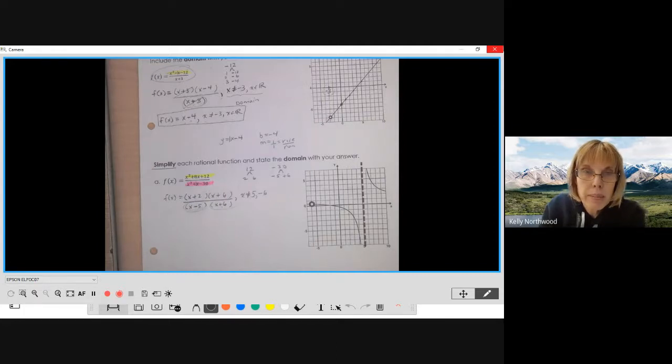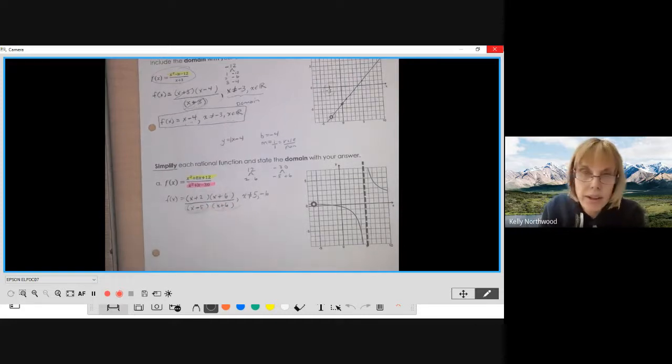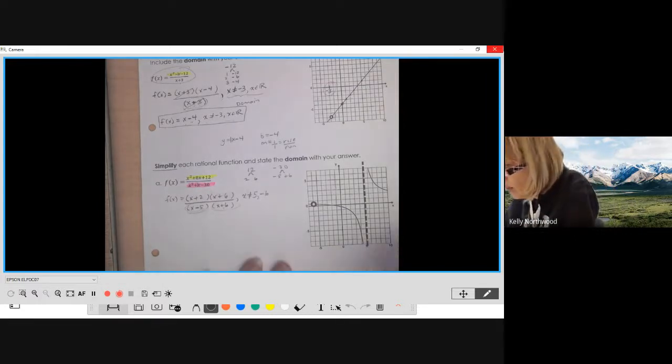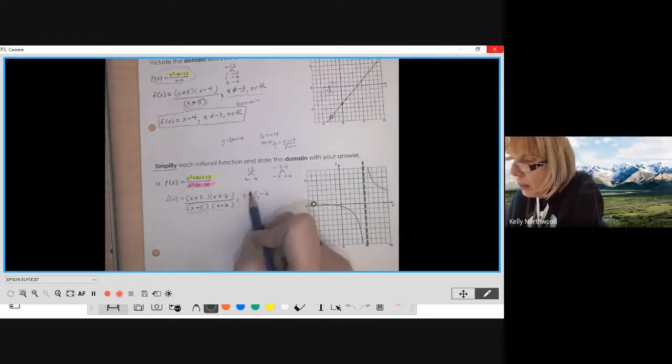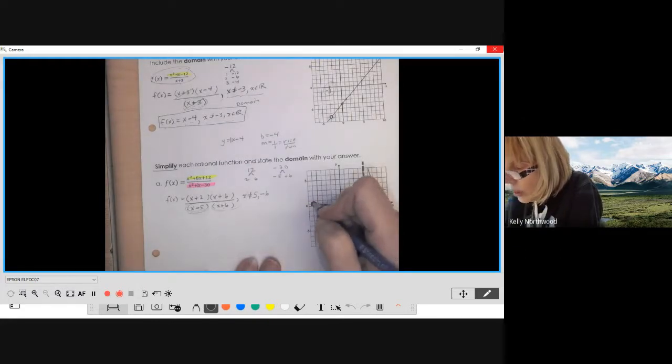Other than that, any real number is fine. Any other number you sub into either of these factors is not going to give you 0 in one of those factors. Now, if we look over at the graph, what happens when x is 5? 1, 2, 3, 4, 5. We've got an asymptote there. And what happens when x is negative 6? 1, 2, 3, 4, 5, 6. There's a hole in the graph.